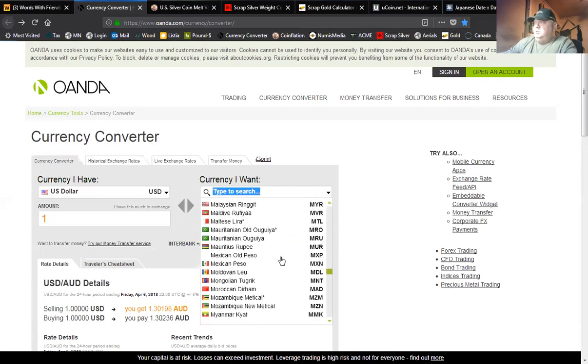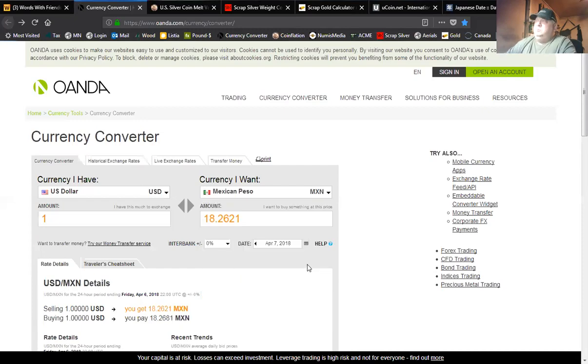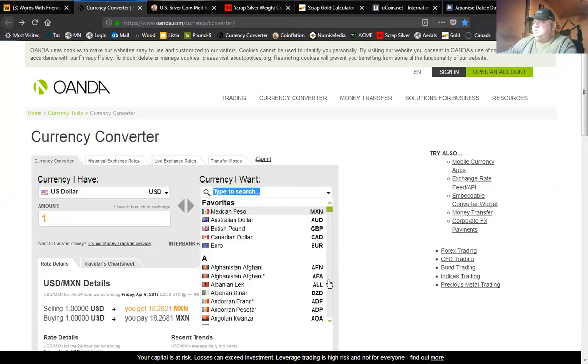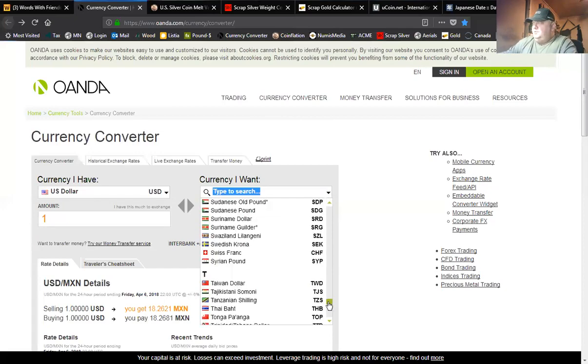And let's go down to the Mexican peso. The Mexican peso is only worth 18 cents. 18 cents? $18. Yeah, I don't know. Our dollar's worth $18 in Mexican peso? I guess that could be. Damn, maybe I'll go get some Mexican money and have a whole quart of it.